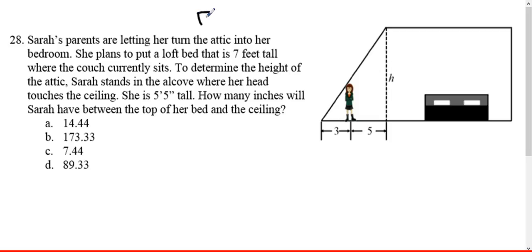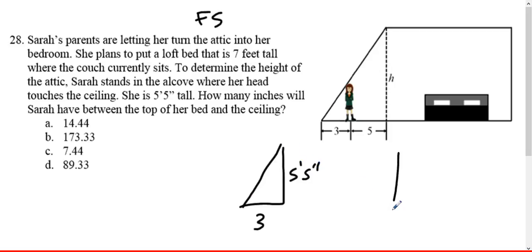So this question comes from Framework 5. With her standing right here, it creates two similar triangles. We have the triangle with 3 by her height, which is 5 feet 5 inches. And then we have the whole triangle, which is 8 by the height of the room.